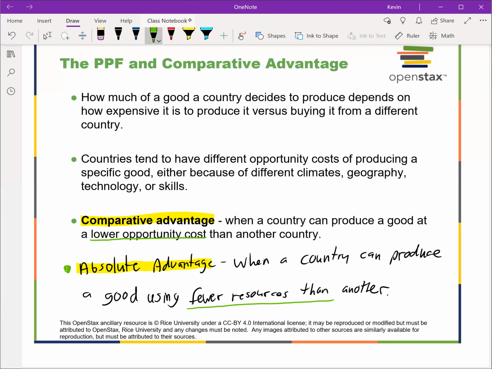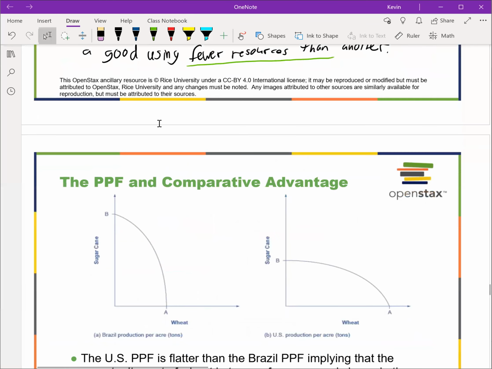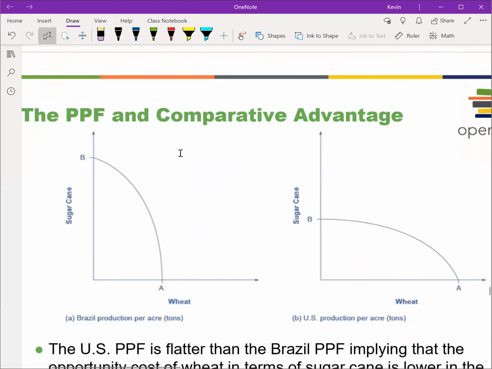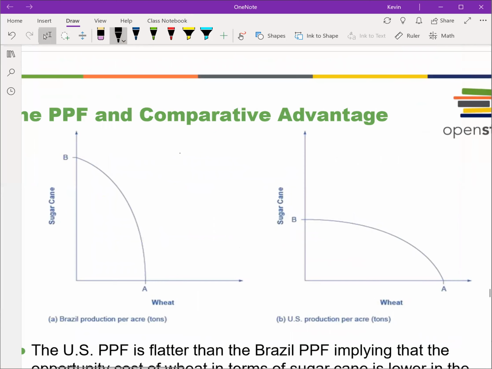So the example in your notes shows a graph. You have this case of Brazil and the U.S., and just in case it's hard to see, on the left we have Brazil, and on the right we have the U.S. The two goods we have are sugar cane and wheat. One thing you may notice, this is per acre, so our units are standardized.